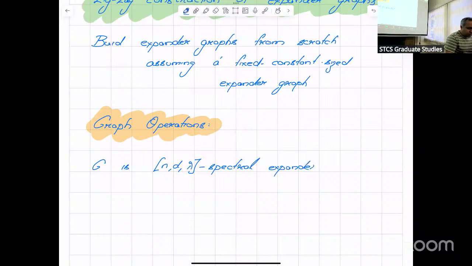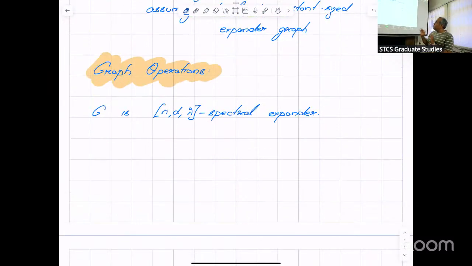I want to do a bunch of operations on this graph to get larger graphs. Typically I would like to keep d and lambda the same and n to be larger and larger. I have it for one fixed n. Think of n right now as some 10 or 100. What can I do? We need to understand how the graph is represented, because we're going to build the graph. So the most natural representation is the graph representation.